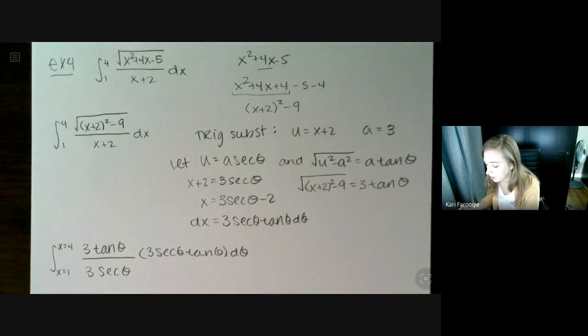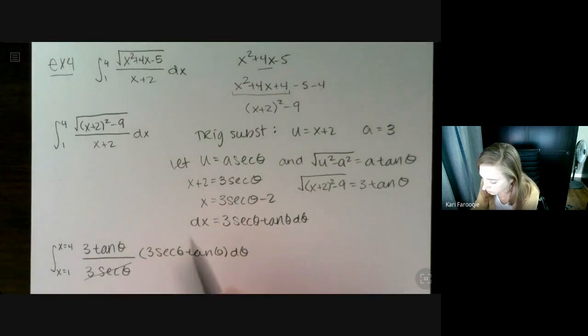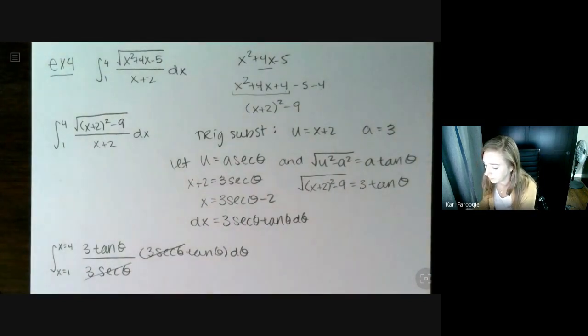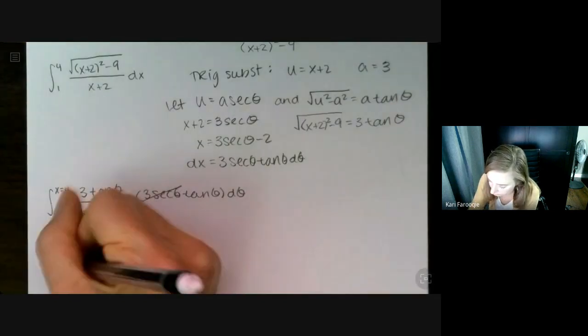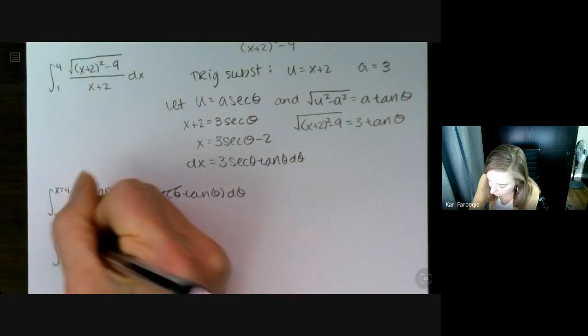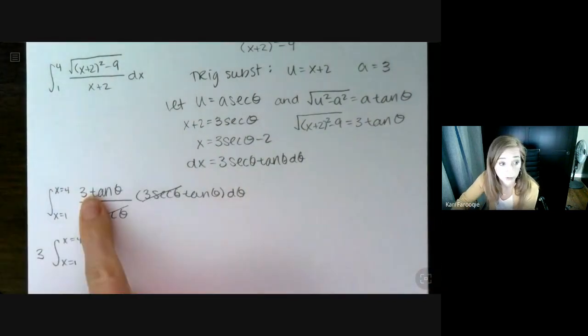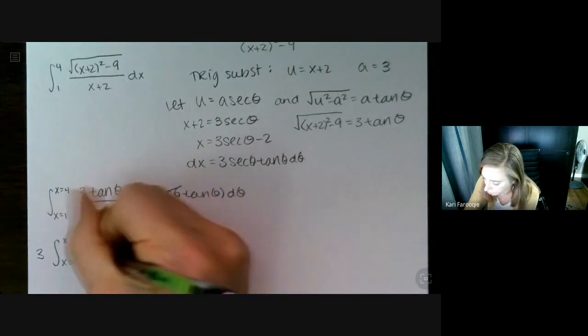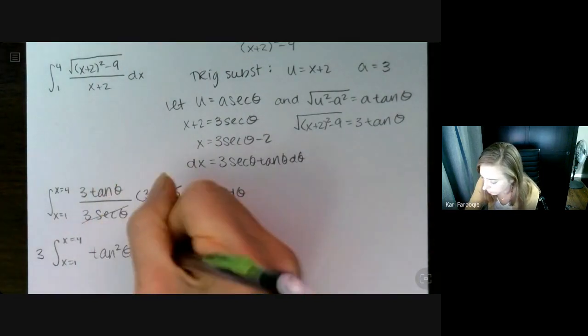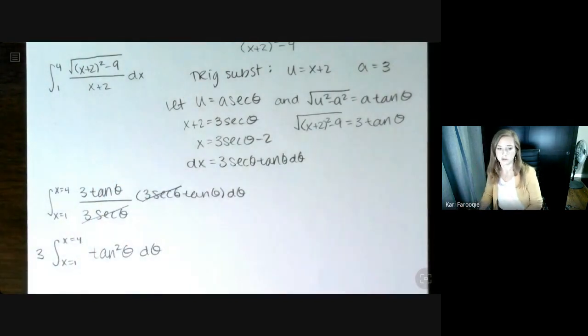All right, so let's go ahead and simplify a little bit here. I can get rid of an entire 3 secant theta. And then what I have left here is going to be the integral from x equals 1 to x equals 4 of 3. I still have this 3 from the numerator, and then tangent squared theta d theta.